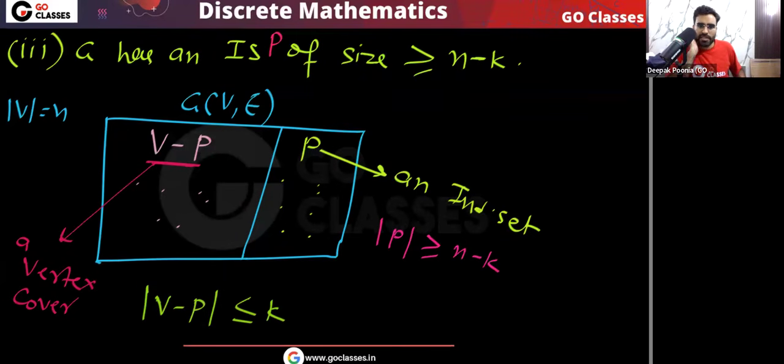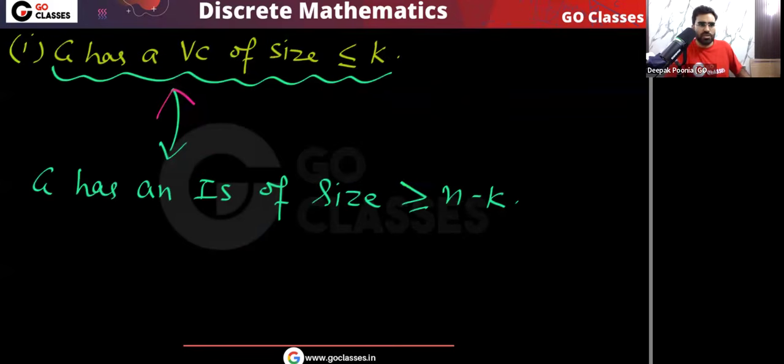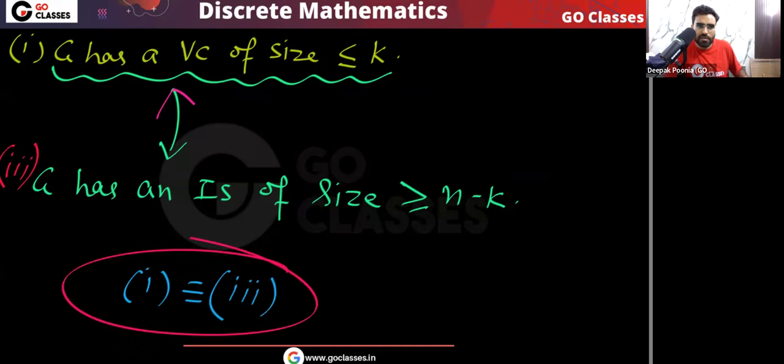So what is the conclusion now? The conclusion is this: the third statement implies the first statement, and the first statement implies the third statement. Okay, this is the conclusion. Notice one thing: this is the third statement. Third statement implies first statement, first statement implies third statement. So I can say that the first statement is equivalent to the third statement. Is this clear? Very simple. It's nothing complicated. It's actually very simple. Did you understand? Please tell me.